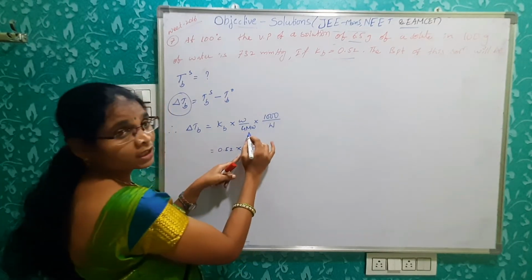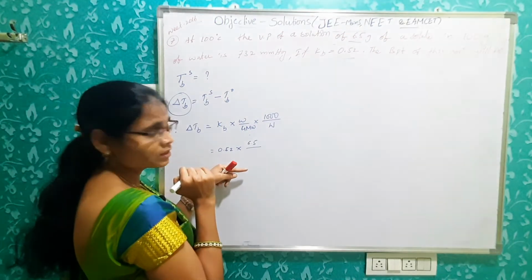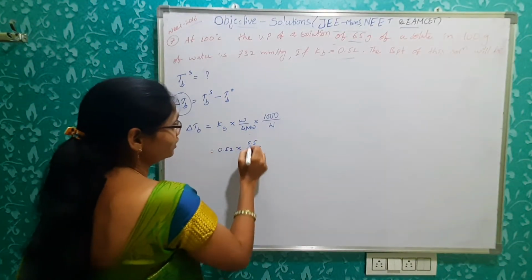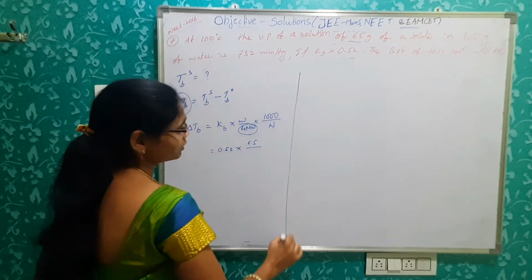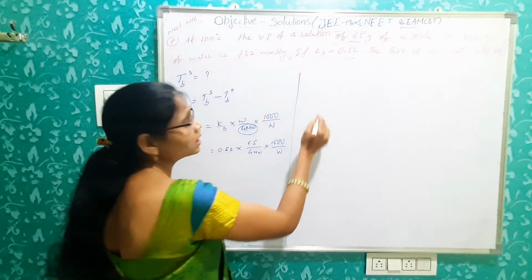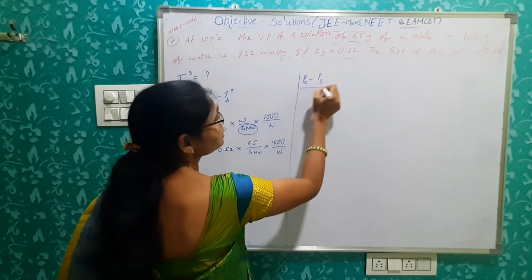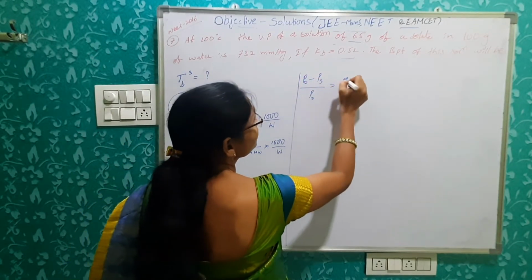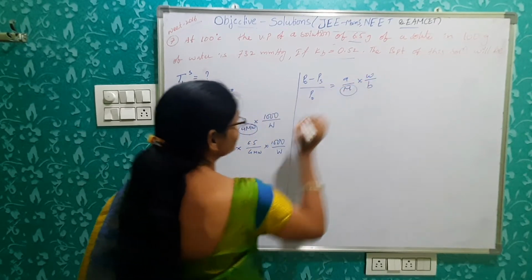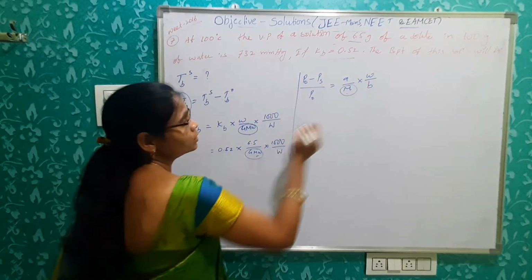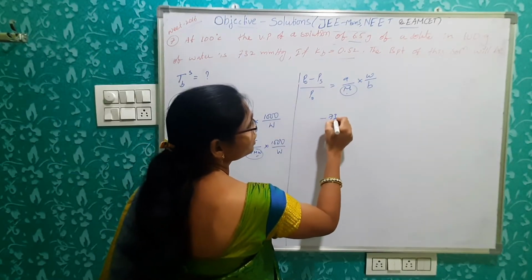Now, but it didn't give the gram molecular weight of solute. For that, the gram molecular weight of solute can be calculated by using the formula for relative lowering of vapor pressure, that is (P naught minus Ps) by P naught is equal to (A by M) into (W by B). M means gram molecular weight of solute. Ps is given as 732.